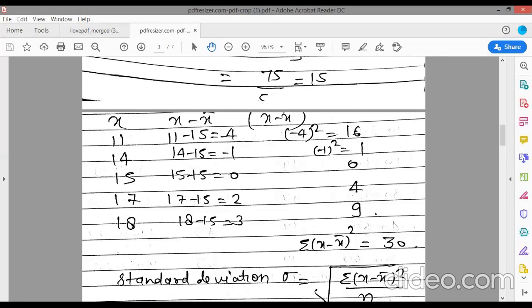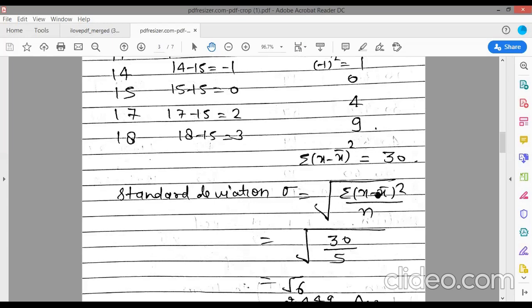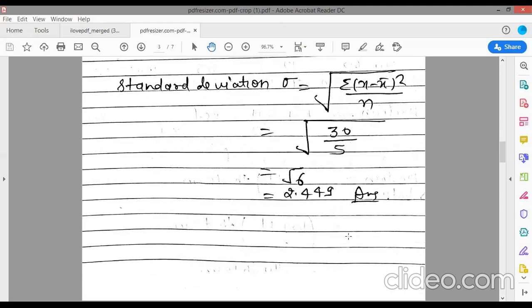Now next you need to calculate x minus x bar whole square. So minus 4 whole square is 16, 1, 0, 4 and 9. Now next step, summation of x minus x bar whole square. So just add all of these values. So the summation is 30. So just put all these values in the standard deviation formula and you have your standard deviation as 2.449.